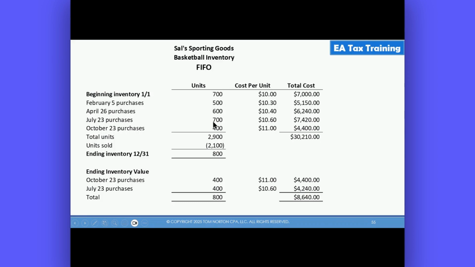So they've still got 400 basketballs from the July 23rd batch that they paid $10.60 for. And they've got all 400 basketballs from the October 23rd batch that they paid $11 for. And so that's what we see down here. 400 times 11, 400 times $10.60. So their total ending inventory is $8,640.